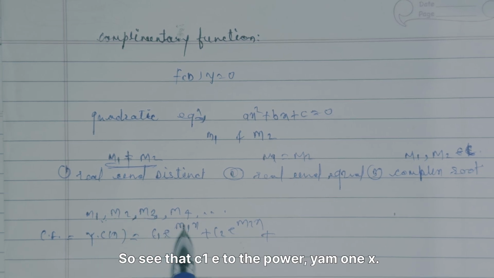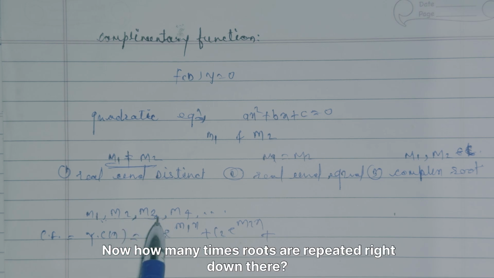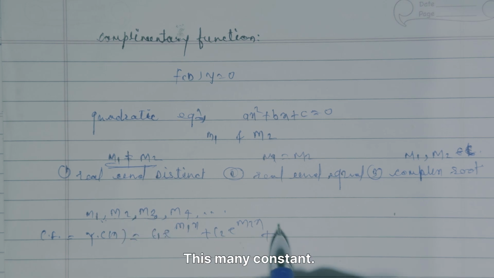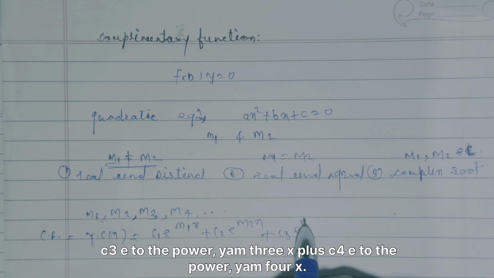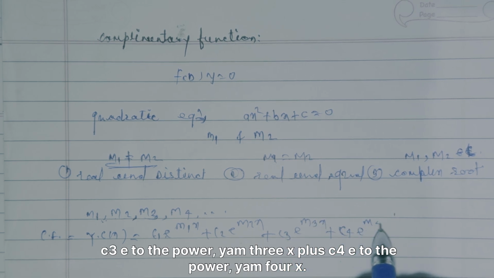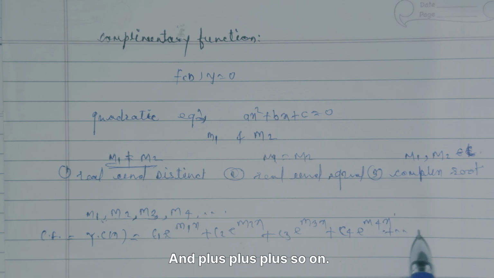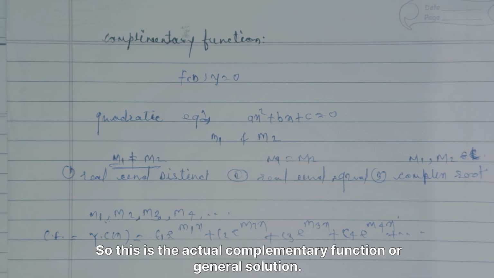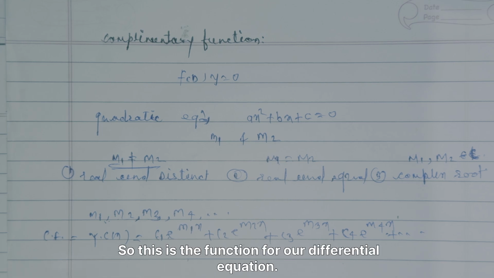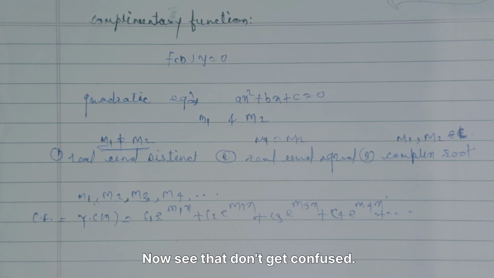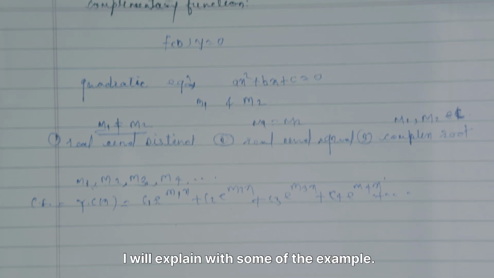So see that c1 e to the power m1x. Now, how many times the roots are repeated, write down that many constants. c3 e to the power m3x plus c4 e to the power m4x and so on. So this is the actual complementary function or general solution for our differential equation. Now, don't get confused, I will explain with an example.